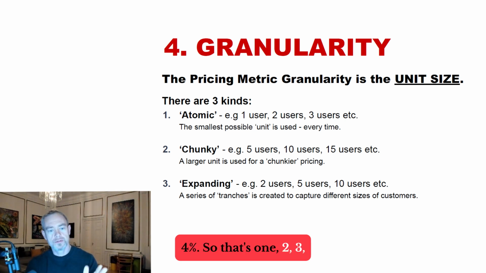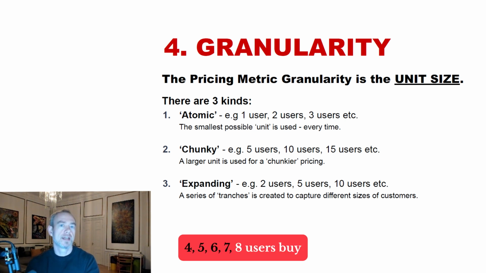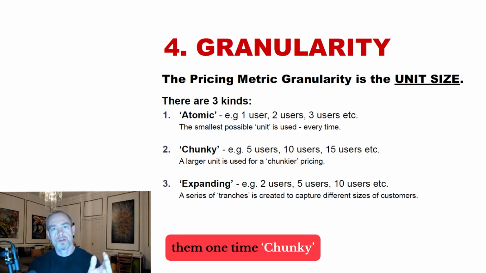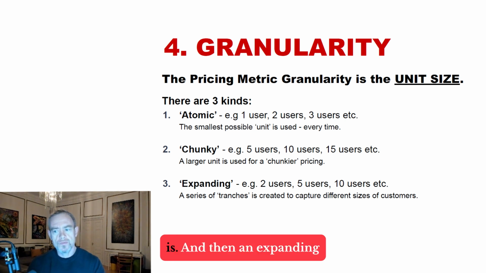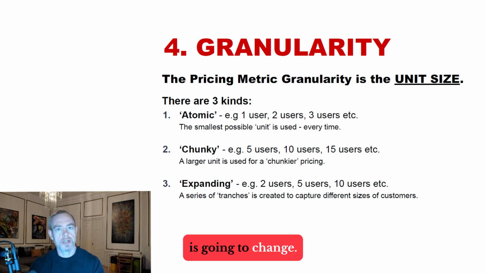So atomic is 1, 2, 3, 4, 5, 6, 7, 8 users, buying them one at a time. Chunky would be something like per 5, 10, 15 users, or API calls 1 million, 2 million, 3 million, whatever it is. And then an expanding granularity basically is where you say the unit is going to change.